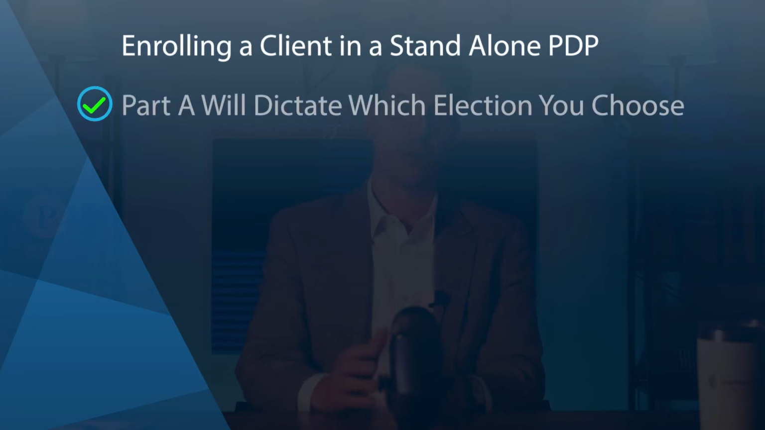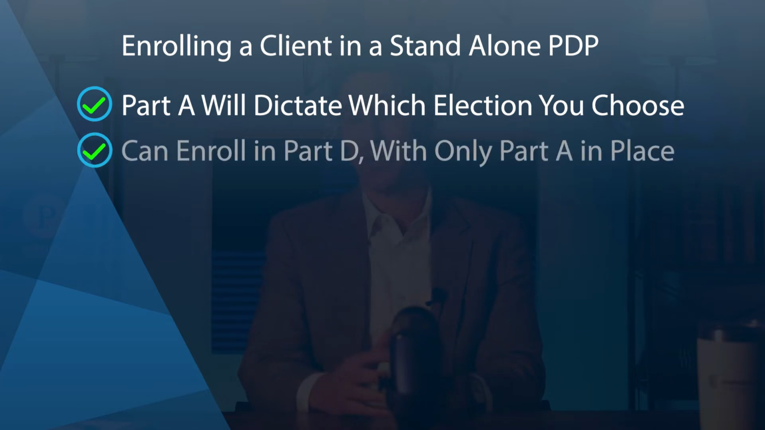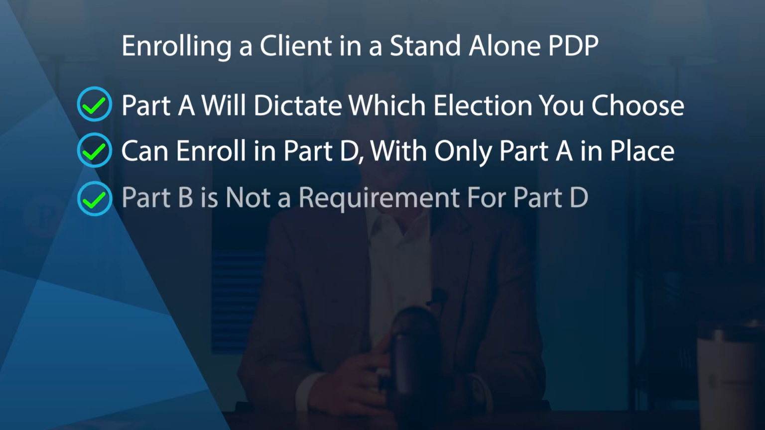Well, if you're speaking with the client in that situation and enrolling them in a standalone PDP, the Part A effective date is going to be the crucial date you want to identify. Yes, Part B is important, but their Part A effective date is going to dictate which election you choose on that application. Because technically, a client can enroll in Part D with only Part A in place. Part B is not a necessity or requirement for Part D. So the common mistake made out there is this.